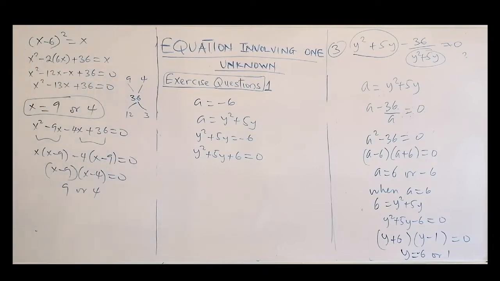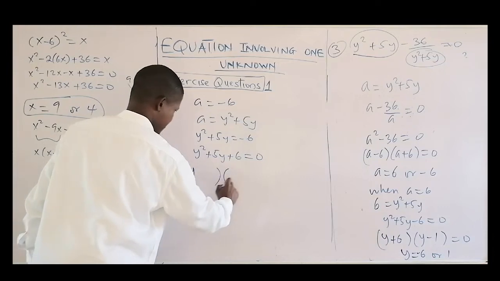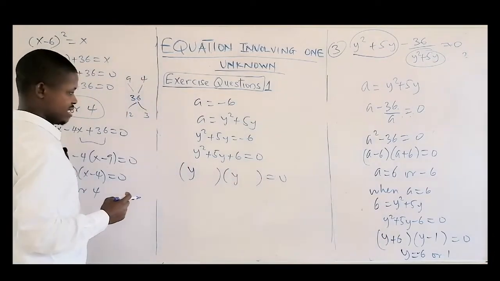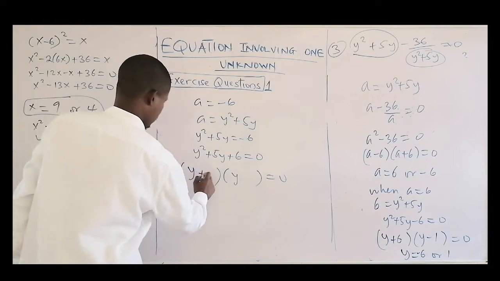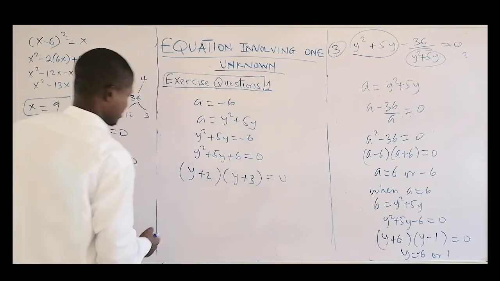Okay, can we factorize that? Yeah, I think we can. Do your pairing. Factors of 6 are 5 and 1, and 2 and 3. 2 times 3, that's 6. That's plus 2, plus 3, and when you multiply plus 2, plus 3, you get back your plus 6.